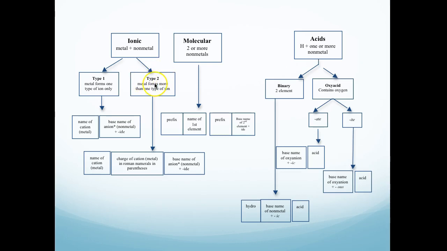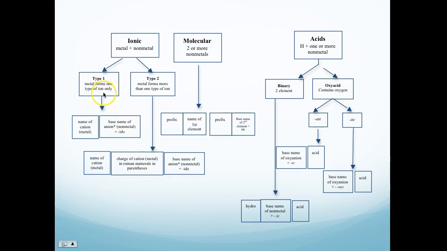These ones can have several different charges. So in the name, we have to add something to it to specify what charge we're talking about. Are we talking about copper with a +1 charge, for example, versus copper with a +2 charge? And we use a Roman numeral to tell the person we're communicating that information to which one we're talking about.